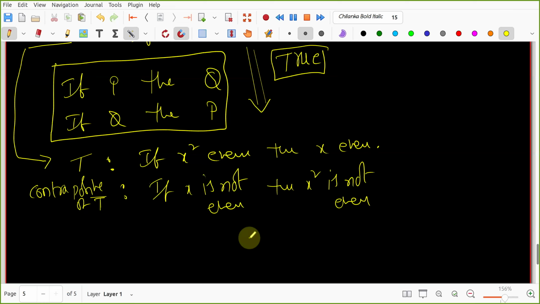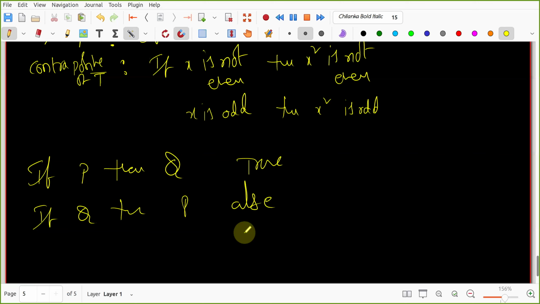Both are true, right? So if P implies Q, let me state it and come back to this question. If this is true and its converse, if Q then P, is also true, then we say this is true, and Q implies P is also true.